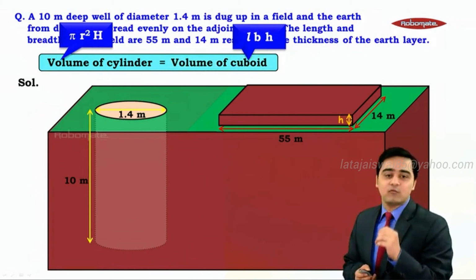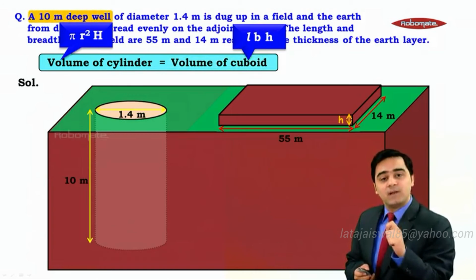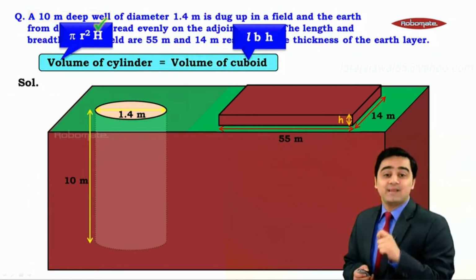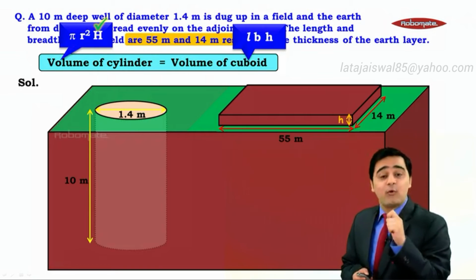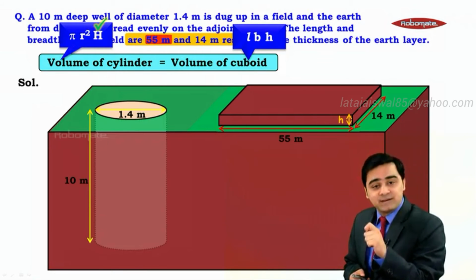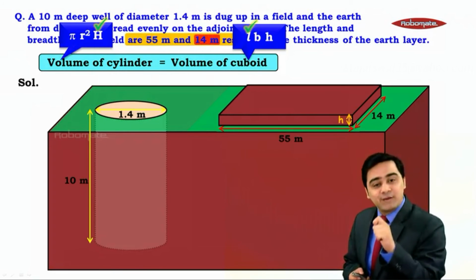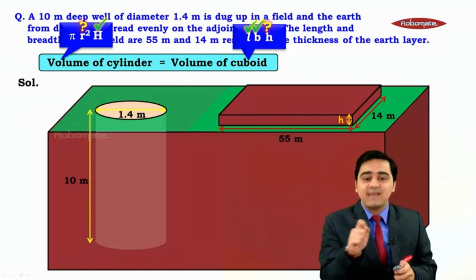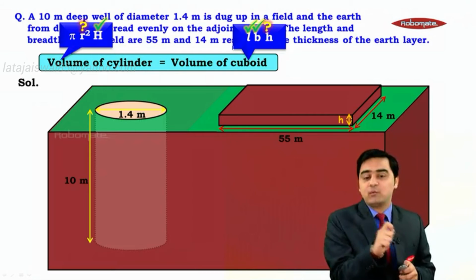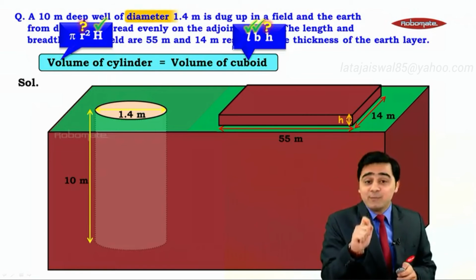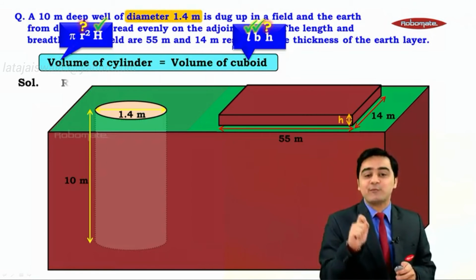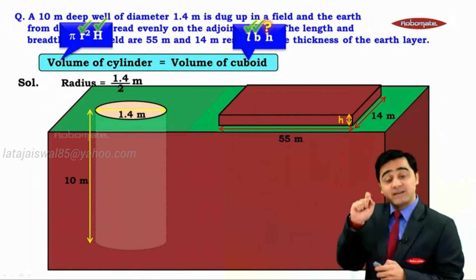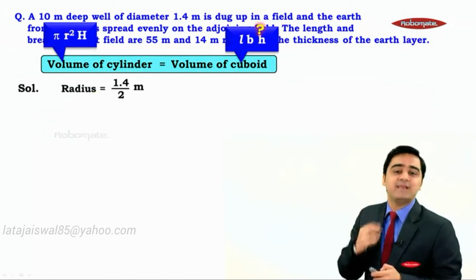Now let us see the given information. It says that 10 meter deep well. So now we can say that we have the height of the cylindrical well. Next it says that the dimensions of the adjoining cuboidal field are 55 meter, so you can say it is length, and 14 meters. So now we can say it is breadth. So the only unknowns are radius and height, out of which we have to find. So now let's find radius. We have been provided with the diameter, which is 1.4. So we can say therefore radius is equal to 1.4 upon 2 meters. So now we can say that we have r also. So now we can find h.